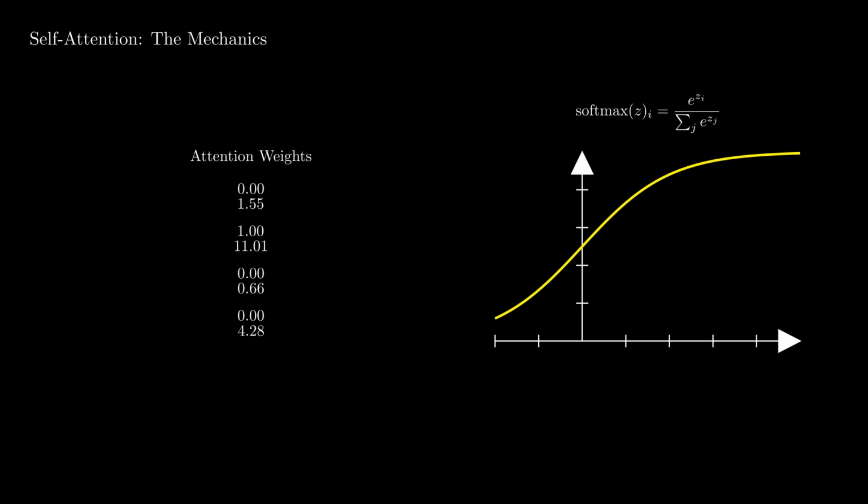Now for the crucial step, normalization. We pass these scaled scores through a function called softmax. The job of the softmax function is to take a list of arbitrary numbers and transform them into a probability distribution. This means two things. Every output number will be between 0 and 1, and all the output numbers will sum up to exactly 1. These new values are our final attention weights. They are the percentages of attention that the word thinking will distribute across the entire sentence. You can see here that machine receives 88% of the attention, while the other words receive much less.